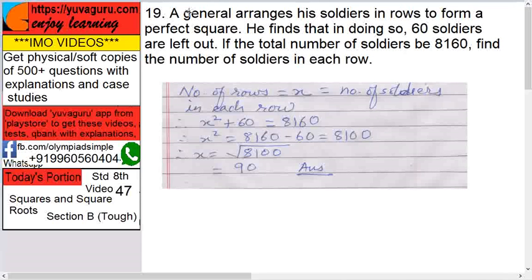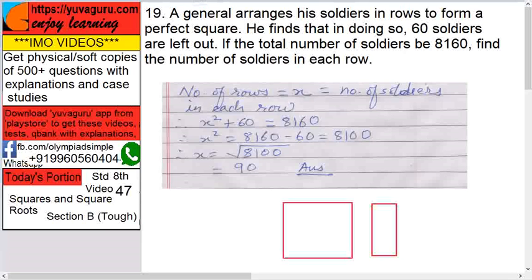Let's start. A general arranges his soldiers in rows to form a perfect square. It means as many soldiers in one row as the number of rows. He finds that in doing so, 60 soldiers are left out, meaning 60 soldiers are outside that square. If the total number of soldiers is 8160, then find the number of soldiers in each row.